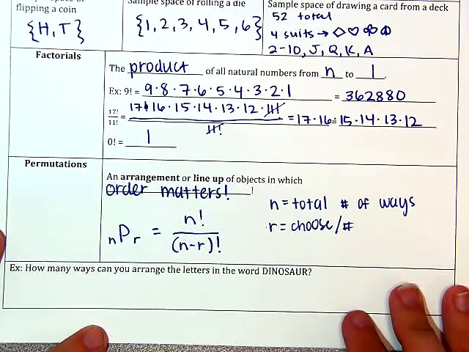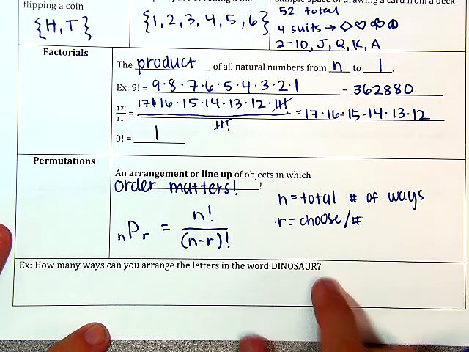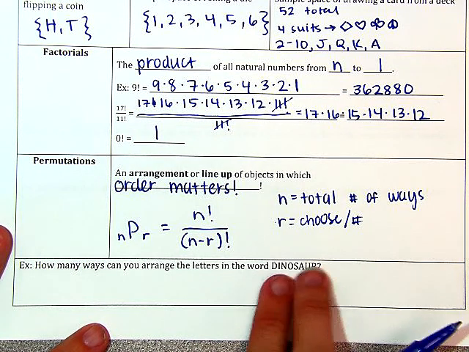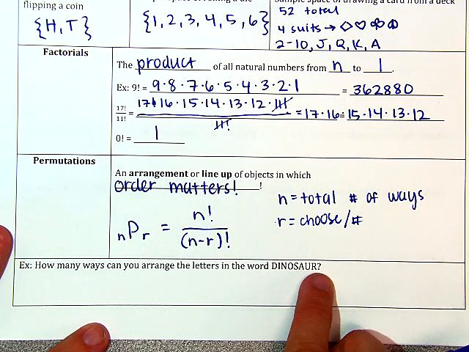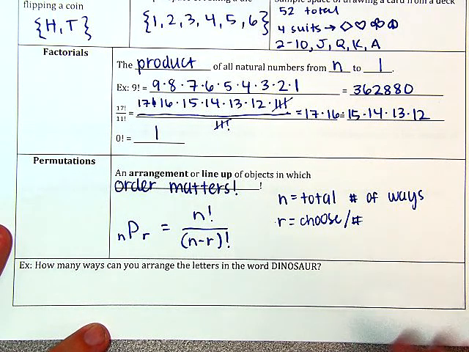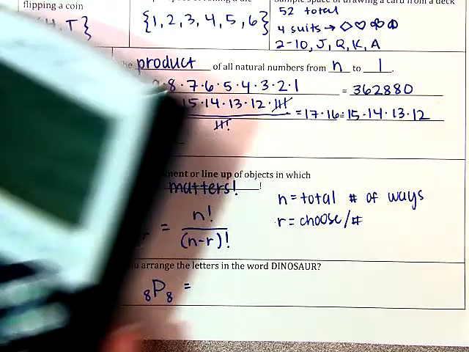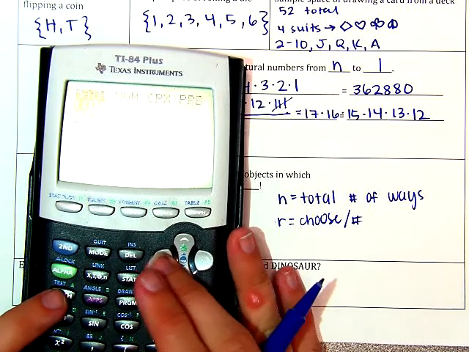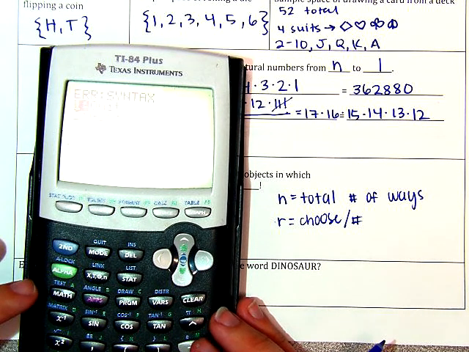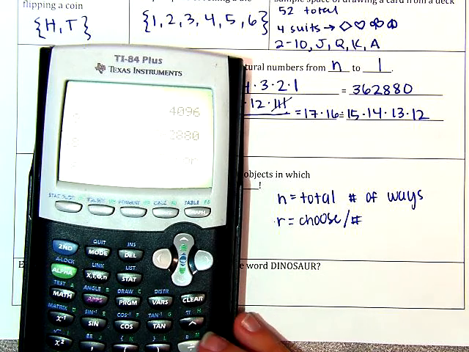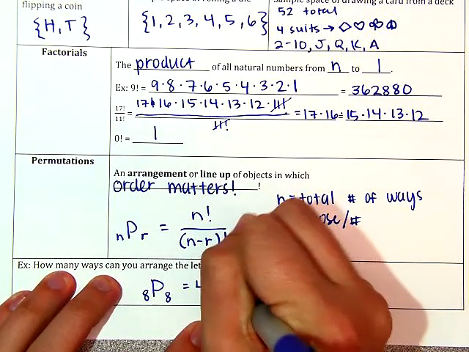So how many ways can you arrange the letters in the word dinosaur? Dinosaur has how many letters? 1, 2, 3, 4, 5, 6, 7, 8. It's a permutation, so the order matters. For example, if it was IDNOSAUR, that would be a different word. The order of the letters matters. So I'm going to do 8P8 because I'm using all 8 letters. On this calculator, 8, press the math button, go over to probability, P is right there. 8P8 gives me 40,320.